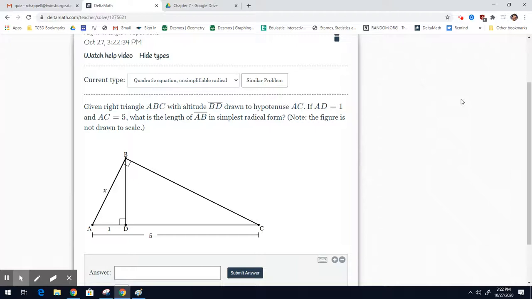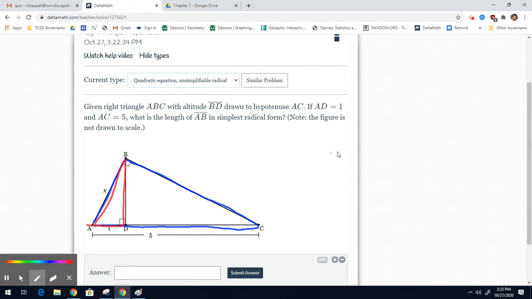So next one, same setup here. Take a look. We need to find what AB is. So notice because they gave us this 5 along the bottom side, I'm probably going to use the large triangle, ABC. And then the X is in the small triangle here on the left, ABD.